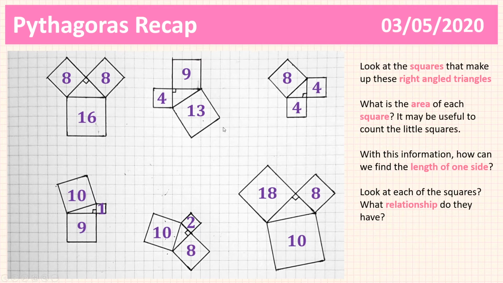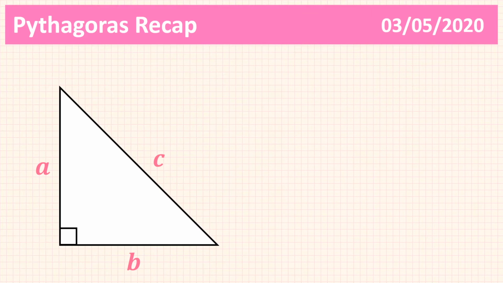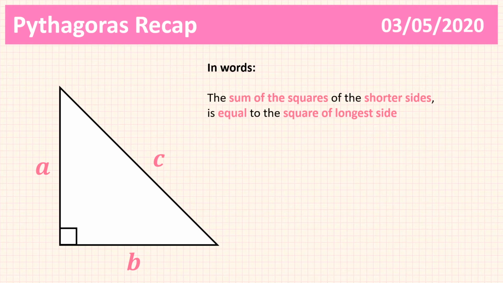And the question was, what do you notice about the sides? And what relationship can you draw from it? Now here's a right angle triangle, and the relationship I was looking for you to draw in words is this one: the sum of the squares, like in the last slide there were squares on each side, the sum of the squares of the shorter sides are equal to the square of the longest side. Now that is Pythagoras in words. That's what Pythagoras Theorem is if you wanted to describe it in words.